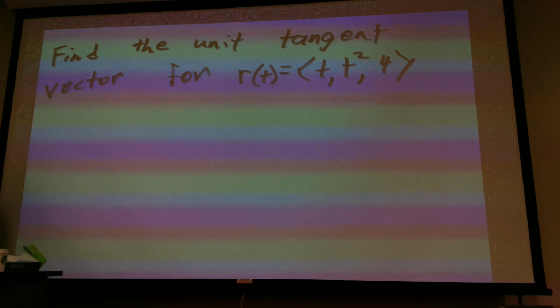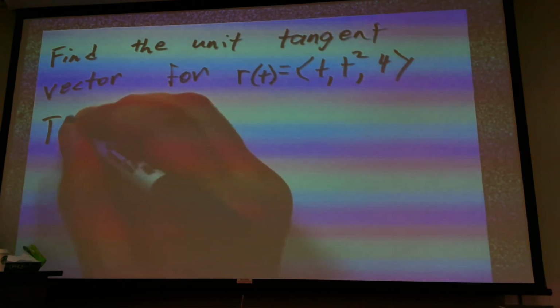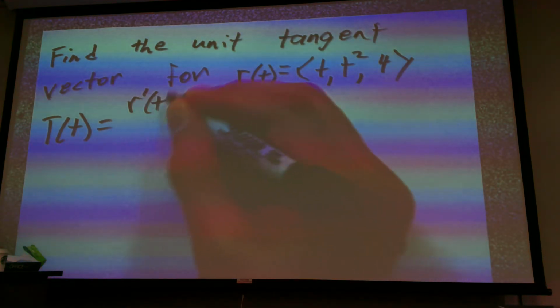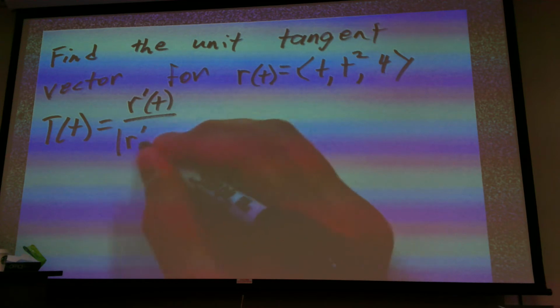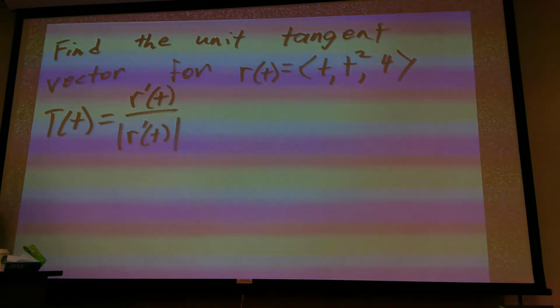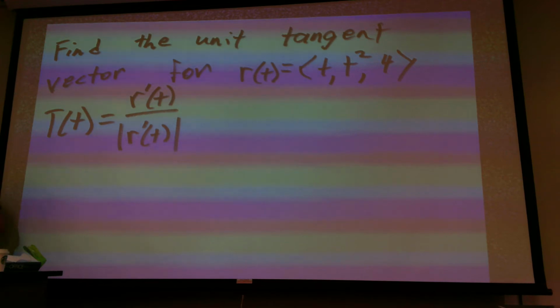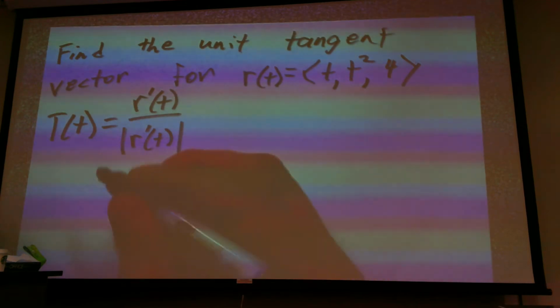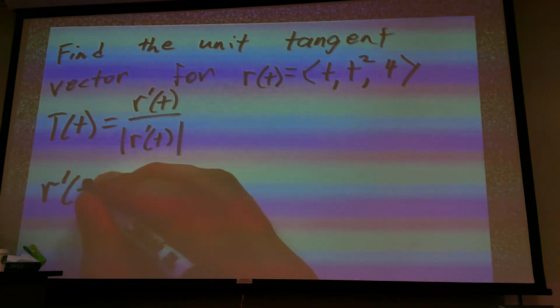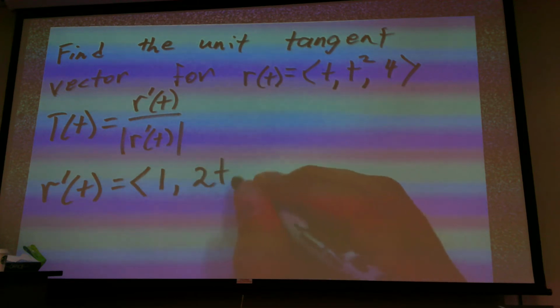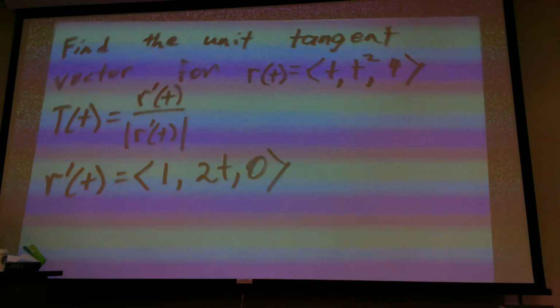Okay? Remember, T of t is going to equal r prime of t divided by the magnitude of r prime of t. So what we need to do is find r prime of t, and then divide by its magnitude. Well, what would r prime of t be? The derivative of t is just 1, the derivative of t squared is 2t, and the derivative of 4 is 0.